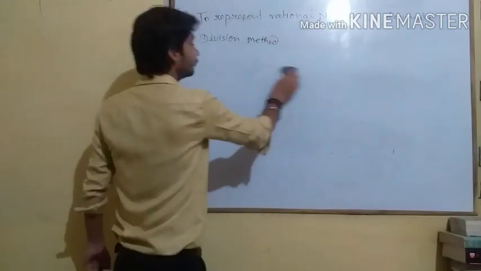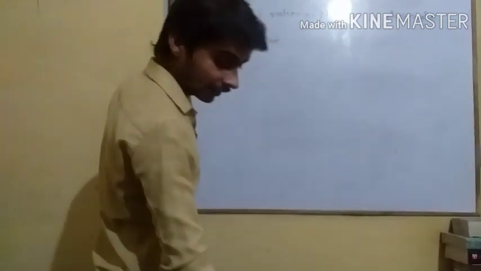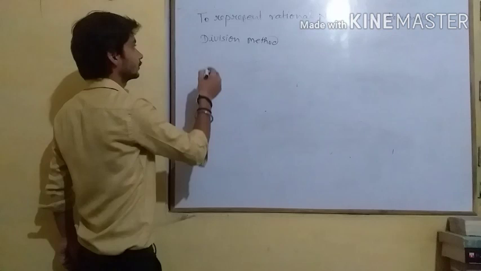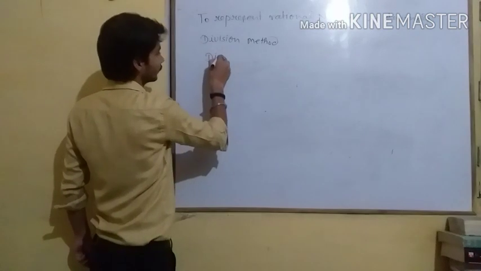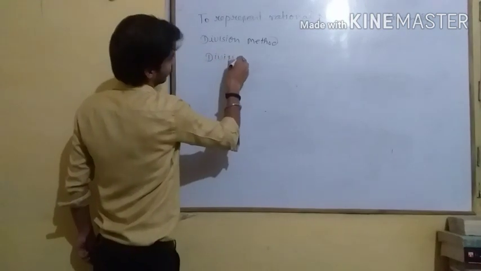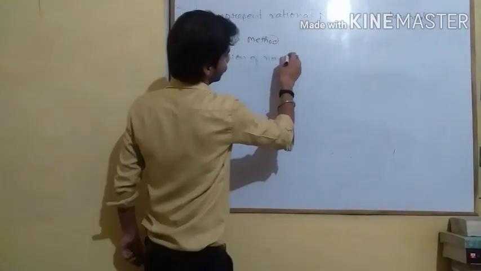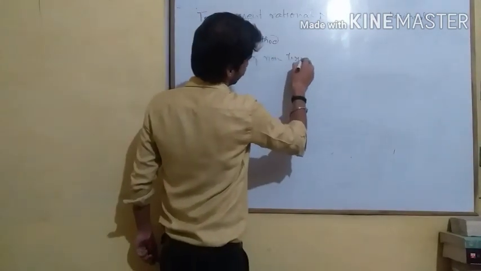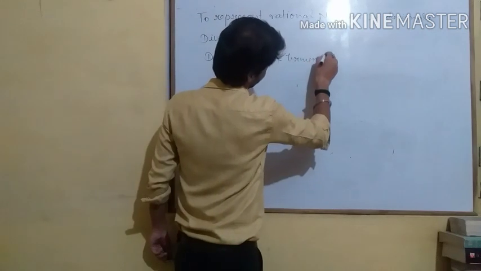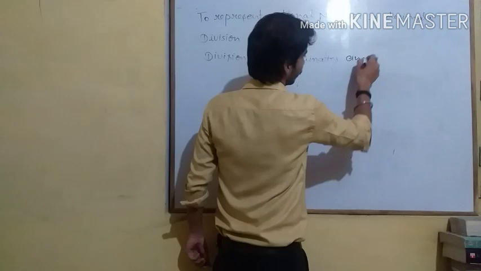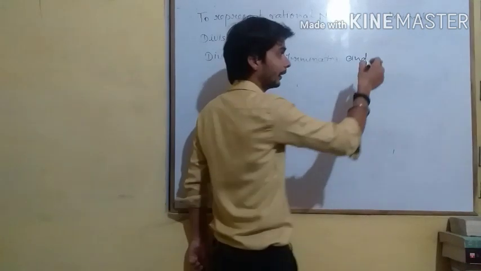If we have a number, the division of non-terminating and repeating.